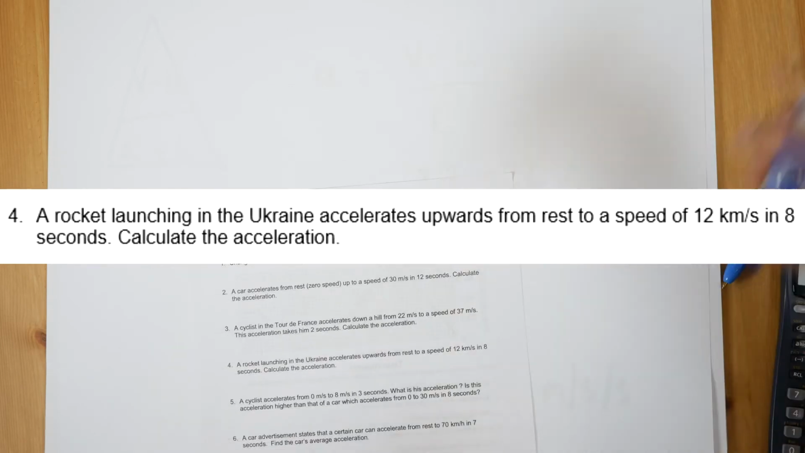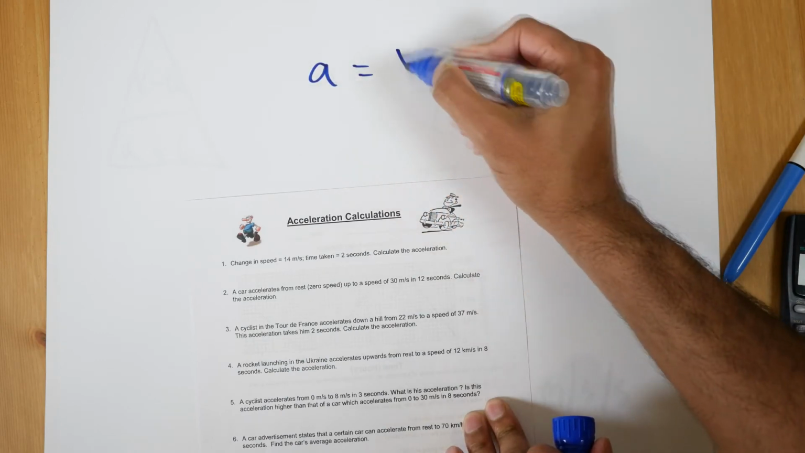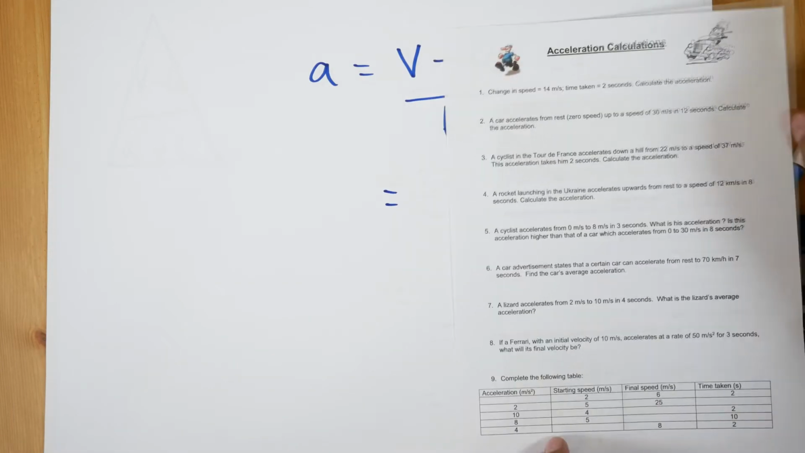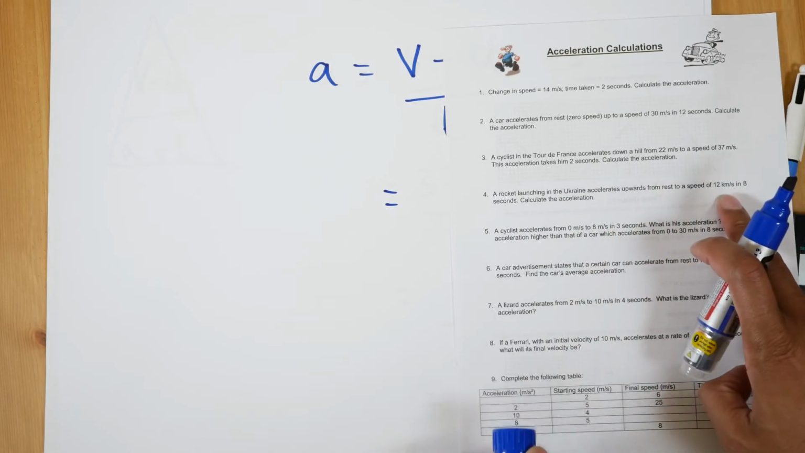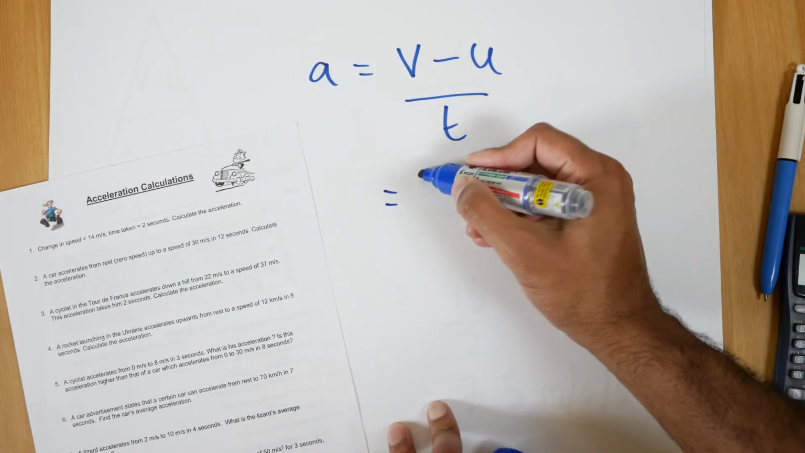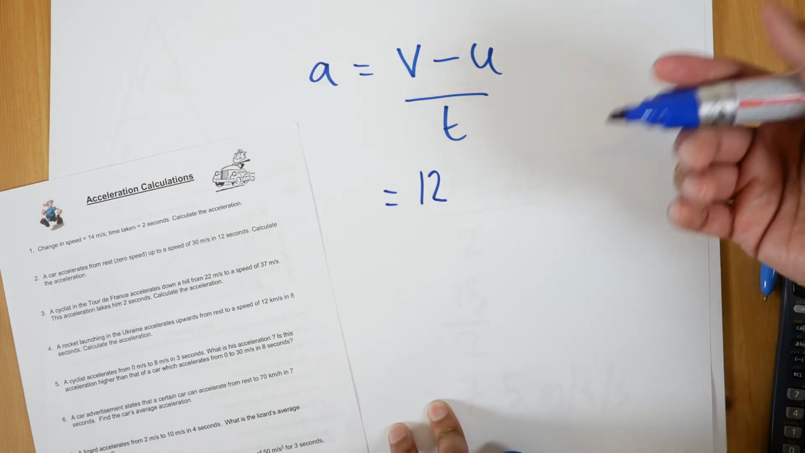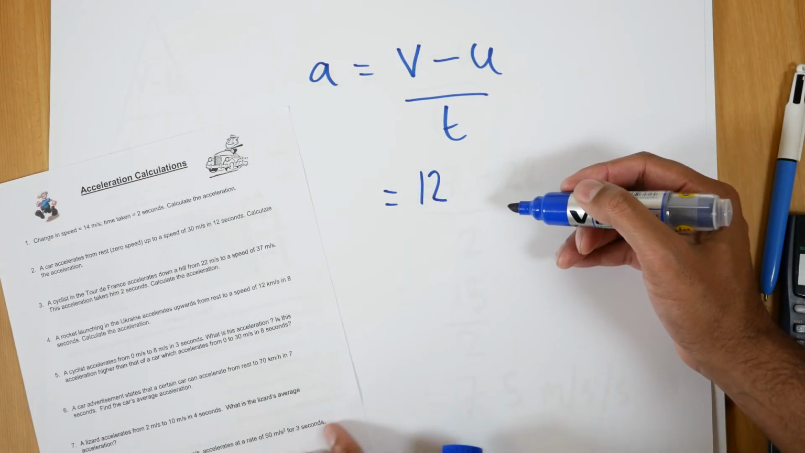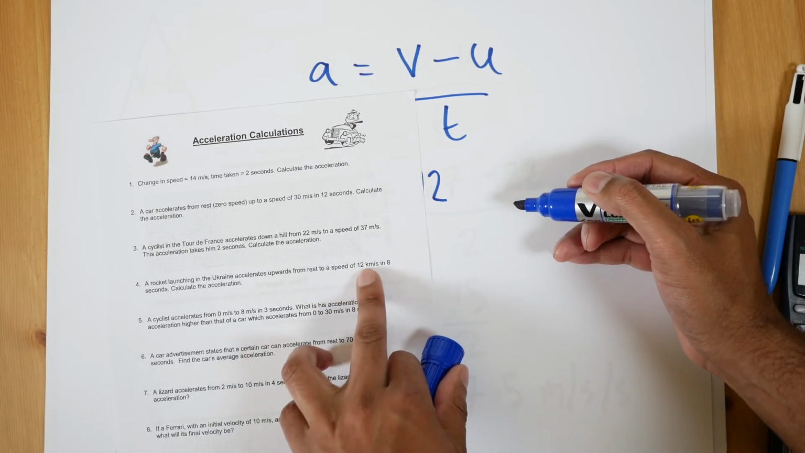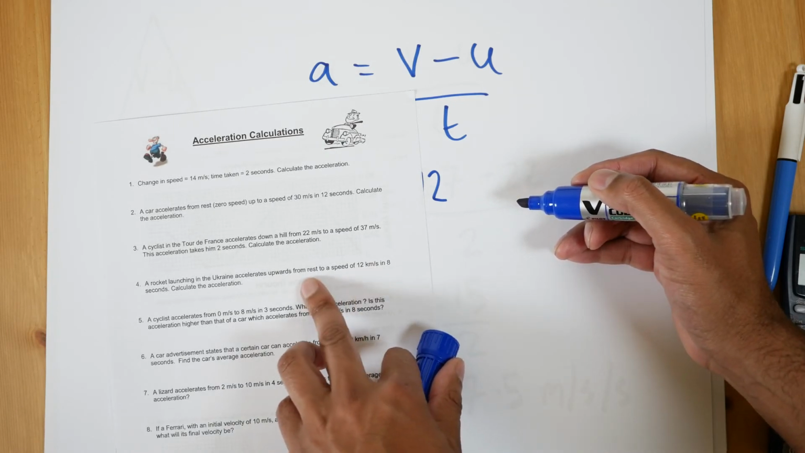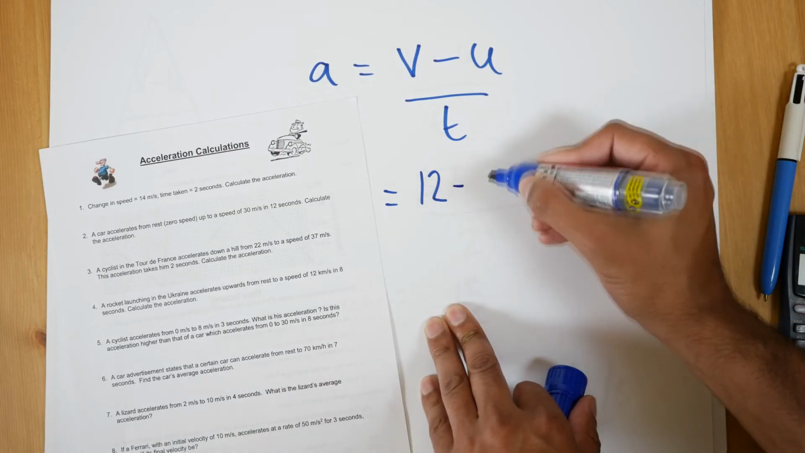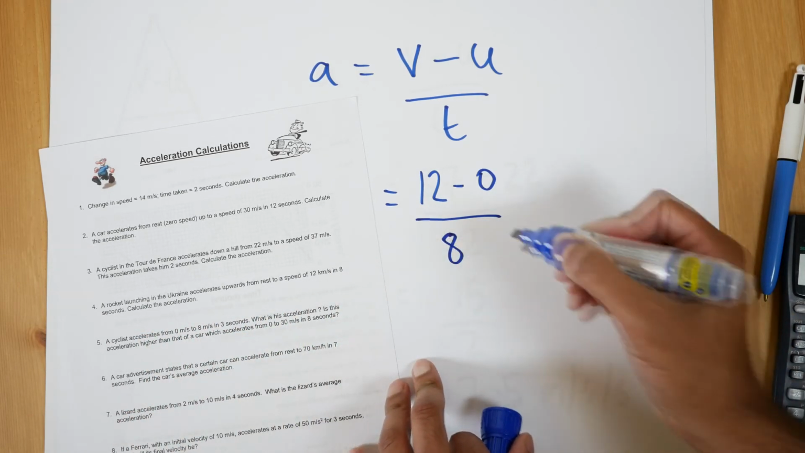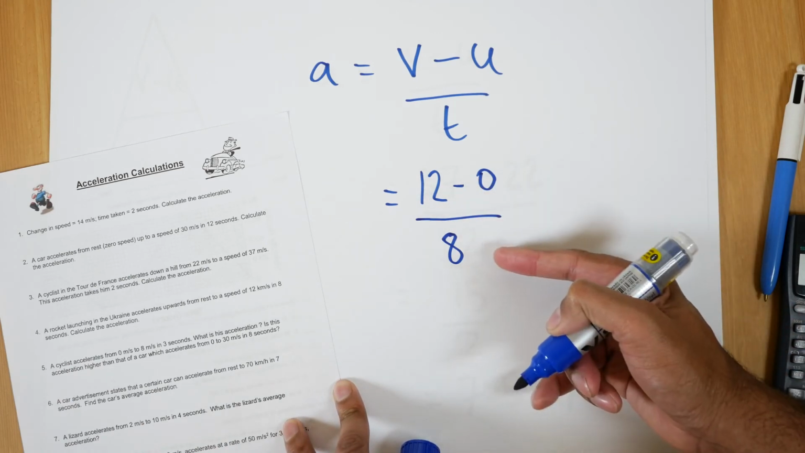Okay, so let's start off with our equation. So acceleration is v minus u divided by t. So the final speed, v, is 12 kilometers per second. Now it's interesting that they're using 12 kilometers per second, and we'll have a look at how that affects the unit for acceleration in a minute. Okay, and it gets to 12 kilometers per second from rest. Now rest is 0, so it's 12 minus 0 divided by 8 seconds. So that's the same as saying 12 divided by 8.